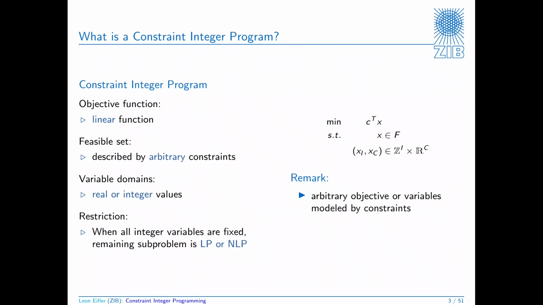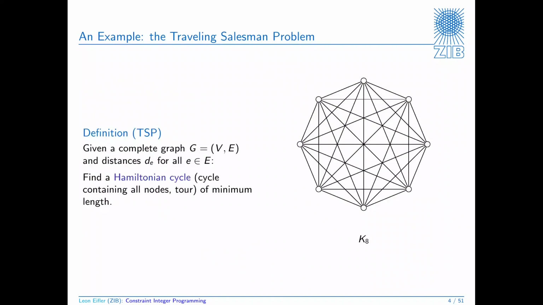And now the key restriction is that when all integer variables are fixed, the remaining subproblem is either an LP or an NLP. And we need this restriction because in constraint integer programming, we also want to do a branch and bound based solve, which is the same strategy that you would use in MIP. And this restriction is just the most general that you can find so that you get a relaxation that you can actually solve. And this is basically all you need in order to do your branch and bound solve.